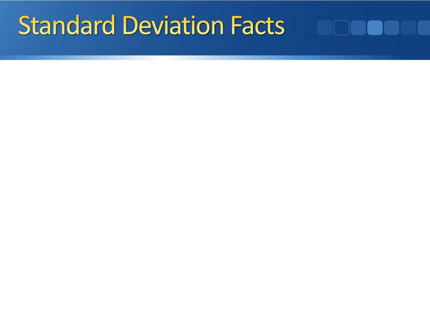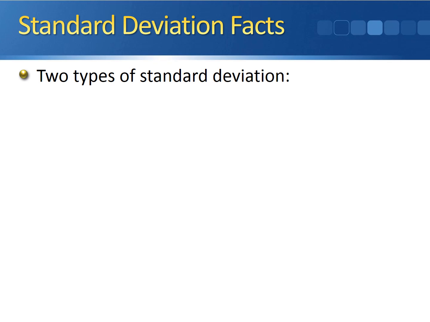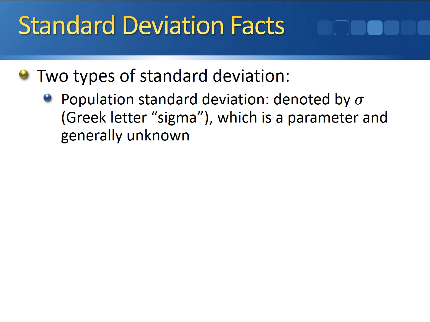I want to give you a couple facts about the standard deviation. First of all, there are two types of standard deviation. Just like we had two different types of means, we have two different types of standard deviations. We have the population standard deviation, which is denoted by the Greek letter sigma. Population standard deviation is the true standard deviation of the population. It's a parameter, and it's generally unknown. We generally don't know the true spread of a population.